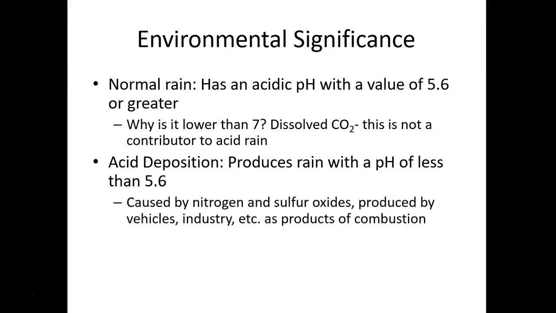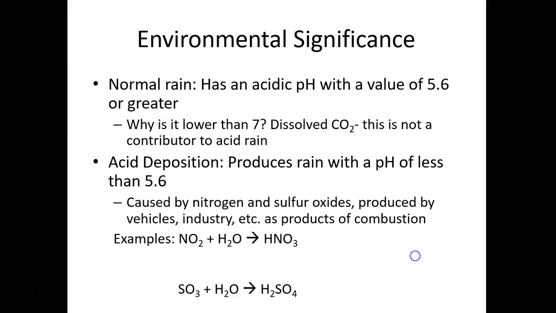So acid deposition is caused by nitrogen and sulfur oxides that are produced in vehicles, generally in industry, as products of combustion. One example would be nitrogen dioxide, which will combine with water to form nitric acid, or sulfur trioxide, which combines with water to form sulfuric acid.